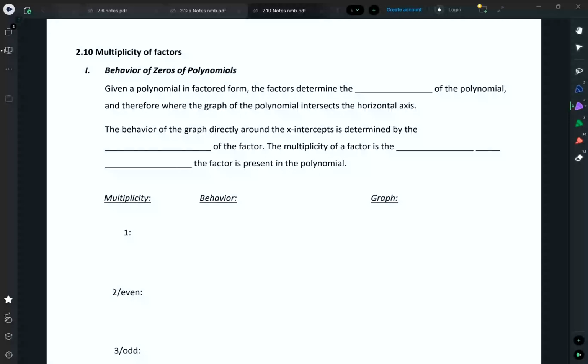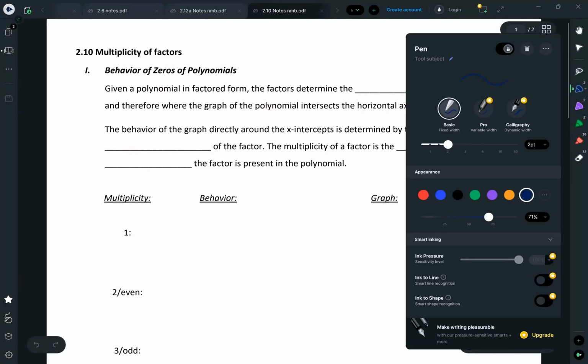Hello class, these are our notes for section 210 in Algebra 2, Multiplicity of Factors. So first we're looking at the behavior of zeros of polynomials. Given a polynomial in factored form, the factors determine the x-intercepts of the polynomial.